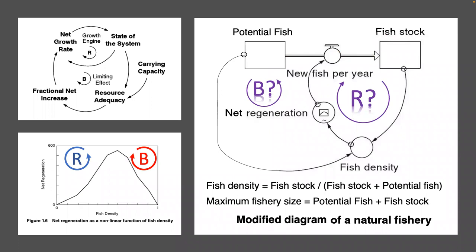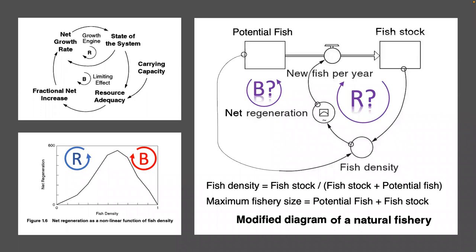Now, why would I want to do that and not have that carrying capacity out here? And this is what I'm summarizing down here. Fish density is now fish stock divided by the sum of these two. And the maximum fishery size, instead of being a parameter, is now the sum of these two things. If I want to change the maximum fishery size, and I think I'm going to give away a question later here, I just change the initial conditions. Whatever the initial fish plus the initial potential fish is, that is going to be the maximum fishery size. And that will always be the sum of these things: whenever you gain a fish here, you lose a fish there, so the sum will always stay constant.